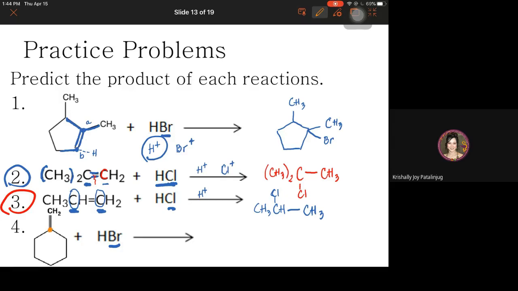obviously, this carbon that I highlighted in orange has no hydrogen. Four bonds surround it: the double bond, then this one, the double bond, then this one. So it has four in total, and no hydrogen on this carbon. So hydrogen will be added to the other encircled carbon. Then you add the Br. Okay, that is all about hydrohalogenation.